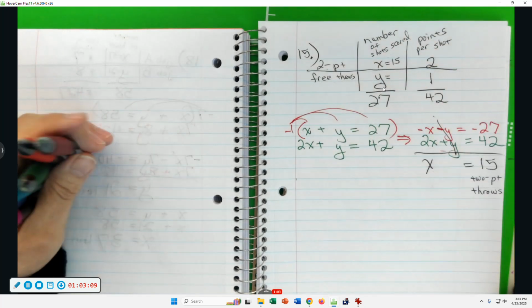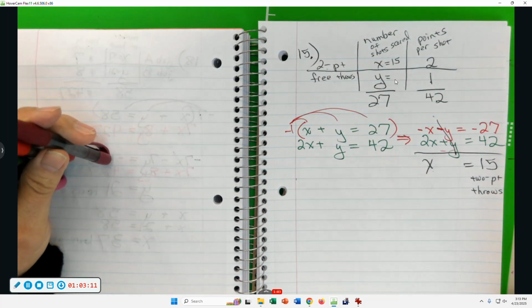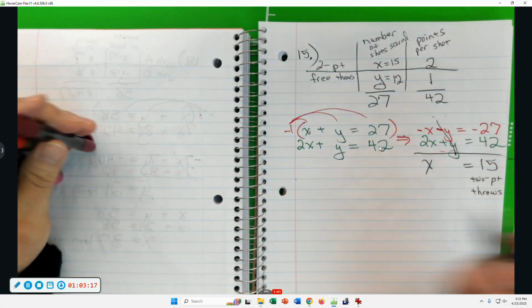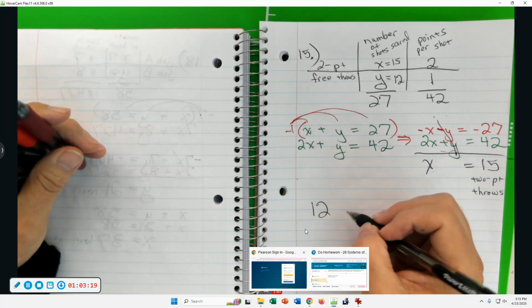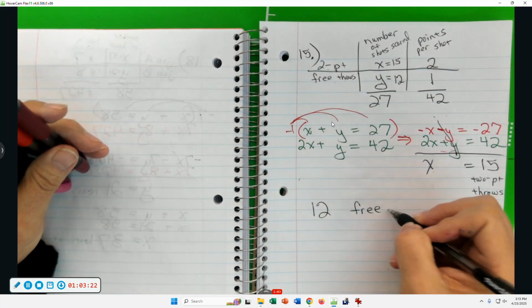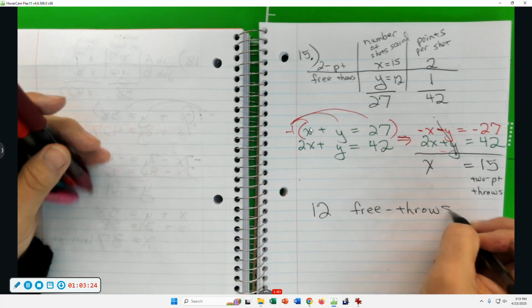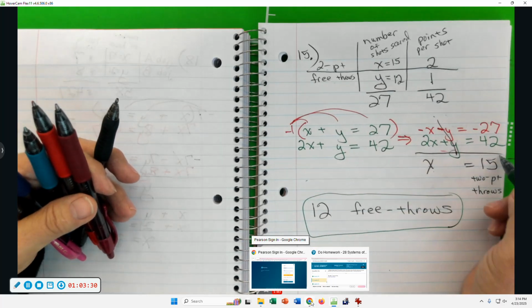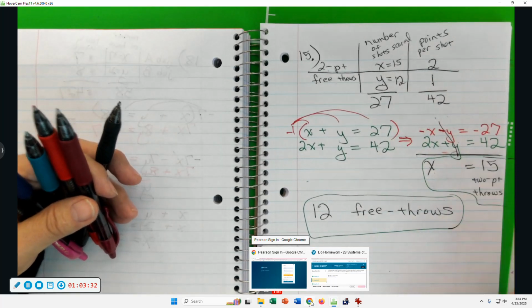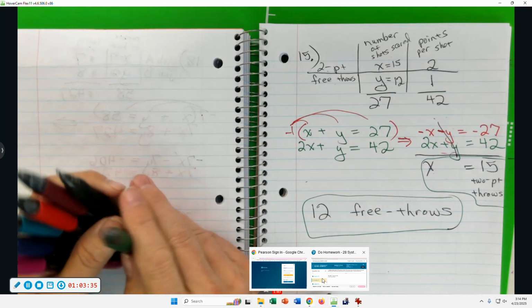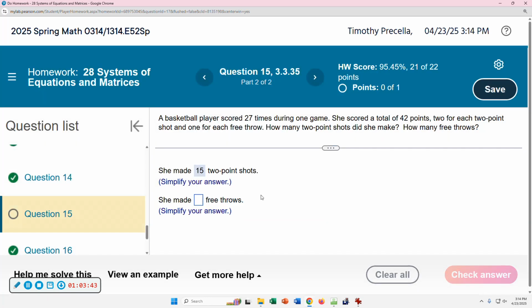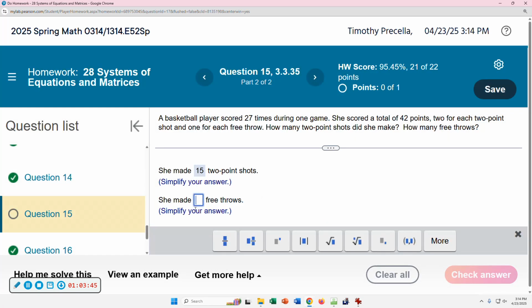What does y have to be? How many free throws did she get? 27 minus 15, I agree with 12. 12 free throws. Plugged in a 15. Any questions there? I'm telling you these answers because we said we'd make it fast today. So 15 2-pointers and 12 free throws.